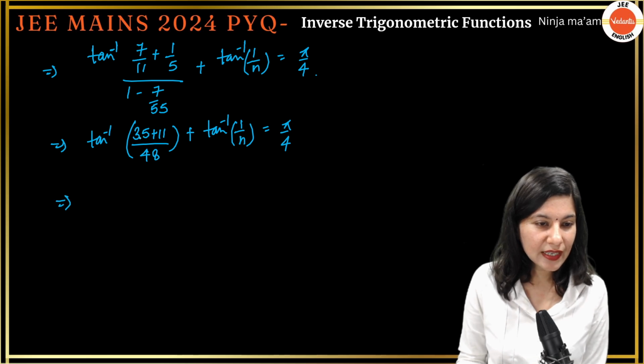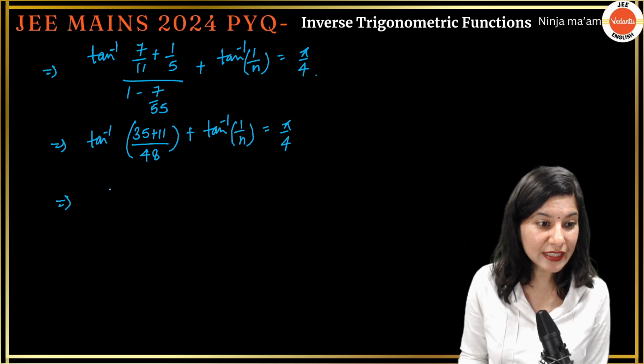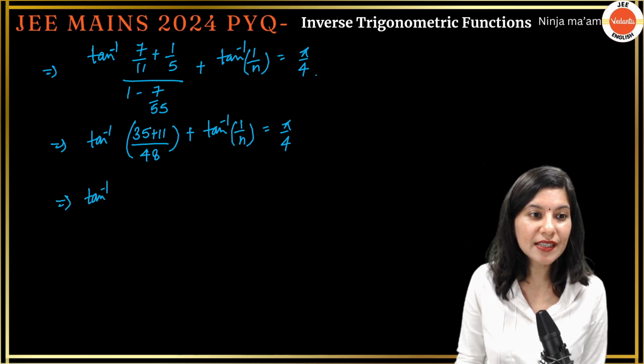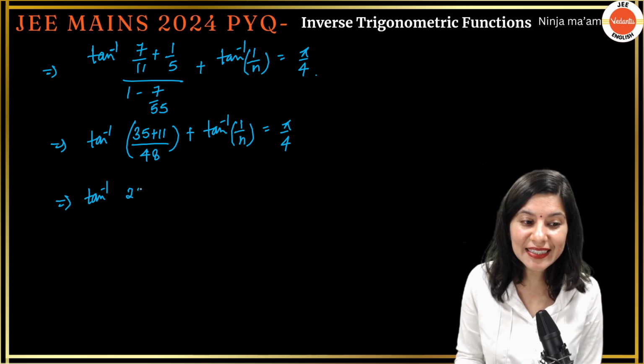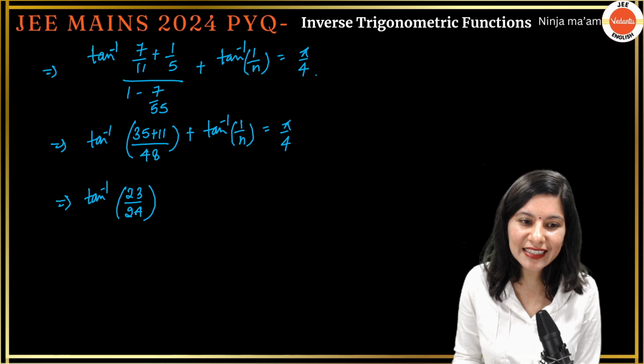Correct? Okay. Now this. So this is 46. Okay. So tan inverse 35 plus 11 is 46. So 46 by 48 is 23 by 24. Can I write it directly?